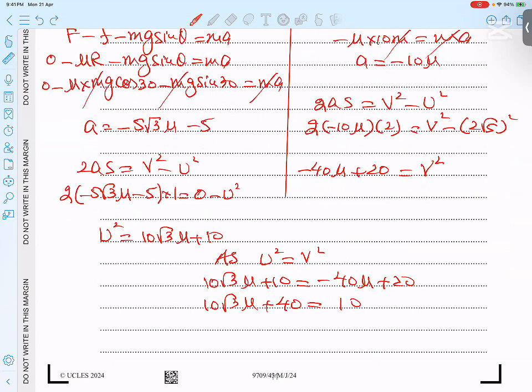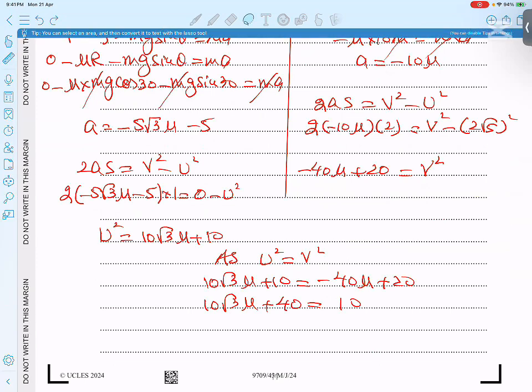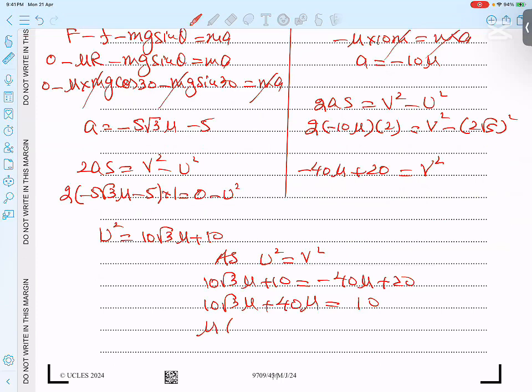And now I can take a, sorry, I missed the mu part. Yes, I missed the mu. So mu is common. I got 10 root 3 plus 40 equals 10, and I get mu from here. So let me check in the calculator: 10 divided by 10 root of 3 plus 40. And I get the answer 0.1745 or 4. This is my mu friction value. I got it.